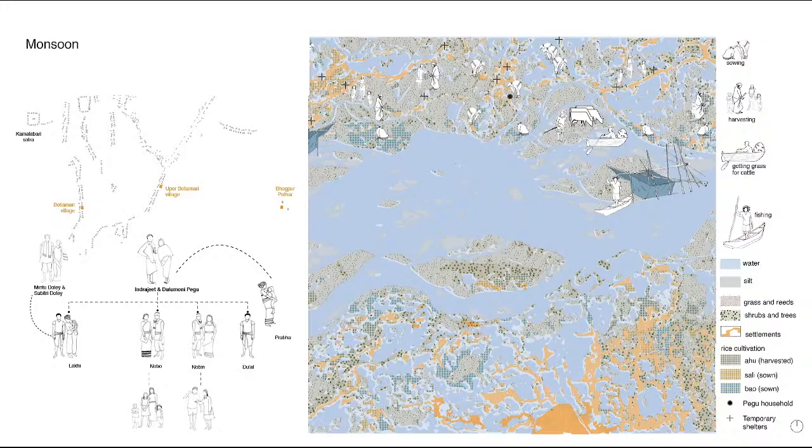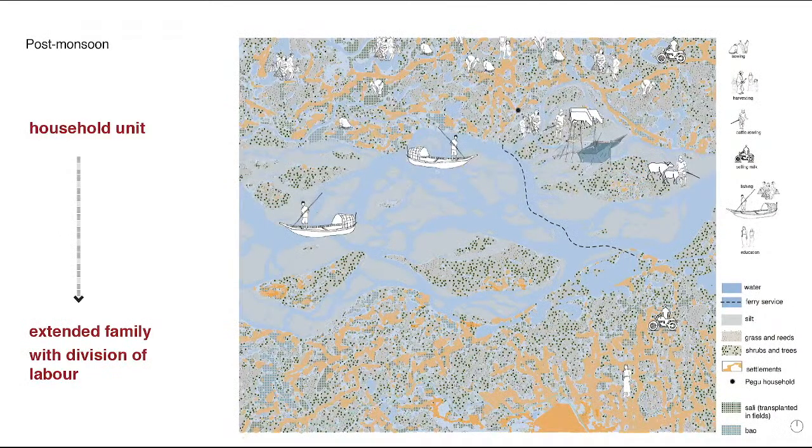Then I did a similar exercise for the post-monsoon season. Now you can see there is a line, which is the route of the ferry. So then they would go and have some additional activities. Some people would be going to Jorhat to sell the milk, which earlier they would be managing within Majuli.